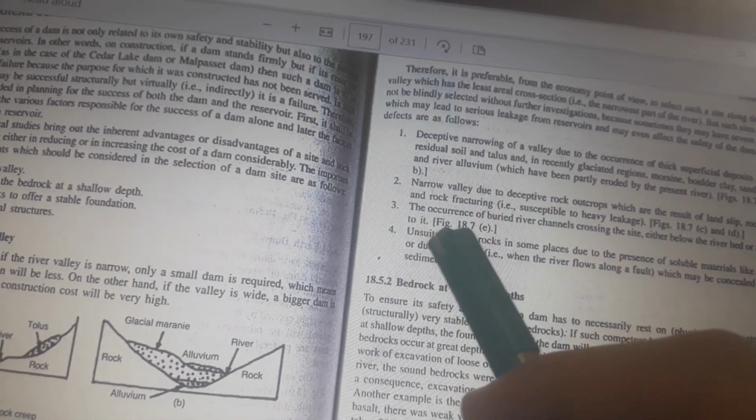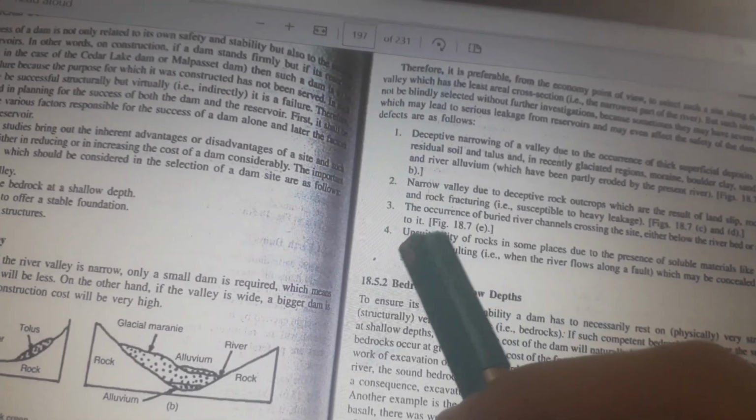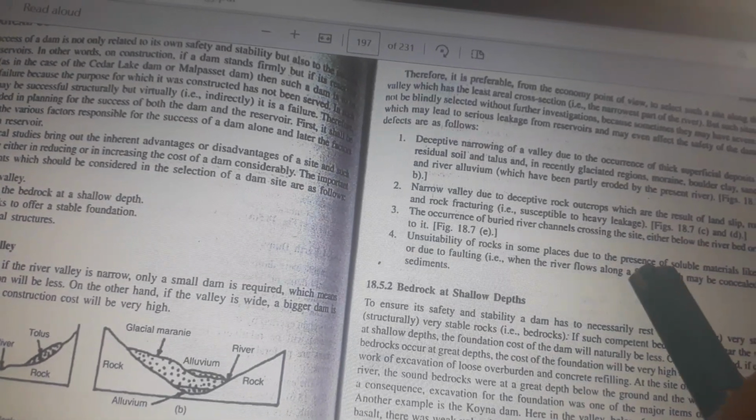And the fourth one is the unsuitability of rocks in some places due to the presence of soluble materials like gypsum, or due to faulting, that is, when rock flows along a fault which may be concealed beneath sediments.